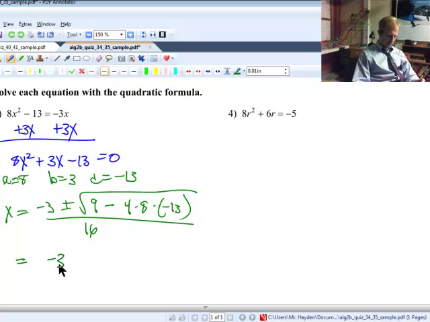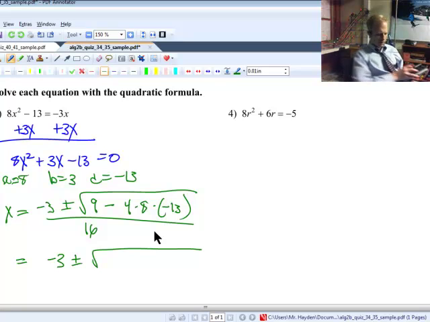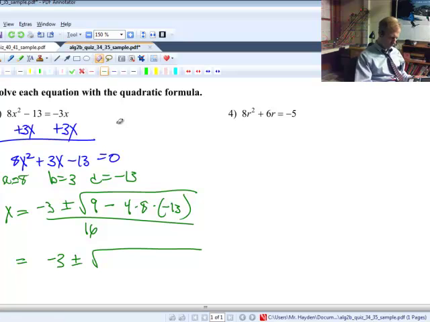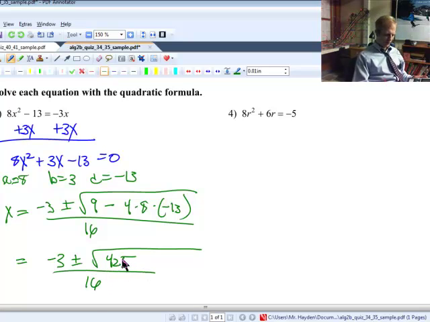So this gives me negative 3 plus or minus the square root of, and then 4 times 8 times 13 is 416, plus 9 is 425, and that's all over 16. Now I need to simplify 425. Let's see if I can do it.